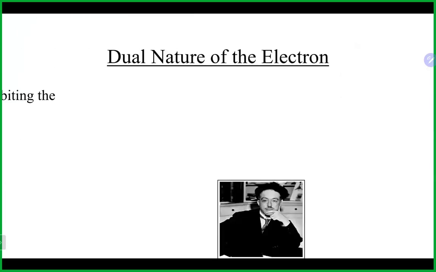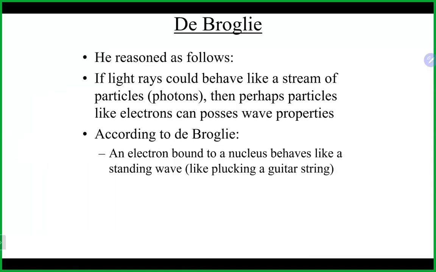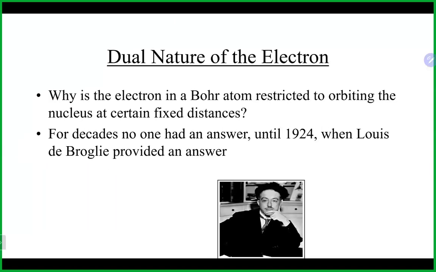So one of the first things that helped us move away from Bohr's model was something done by a guy named de Broglie. He actually didn't do any experiments. He just theorized about it, and later experiments actually showed that he was right. He basically thought about the idea that the electron in the Bohr atom was restricted to orbiting the nucleus at these fixed distances, right? So if it's in an orbit like a ring around it, it's got to be located at exactly the same distance from the nucleus. And for decades, no one could really understand why that was.